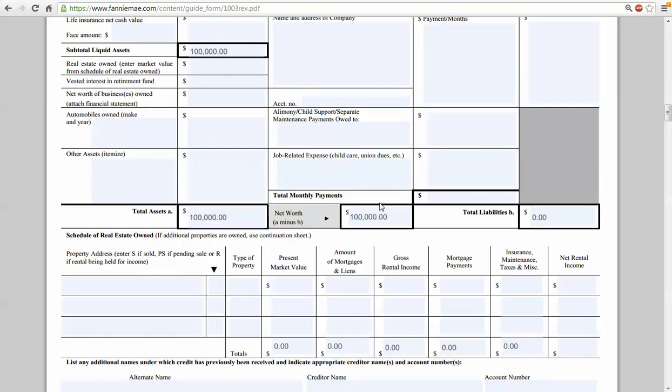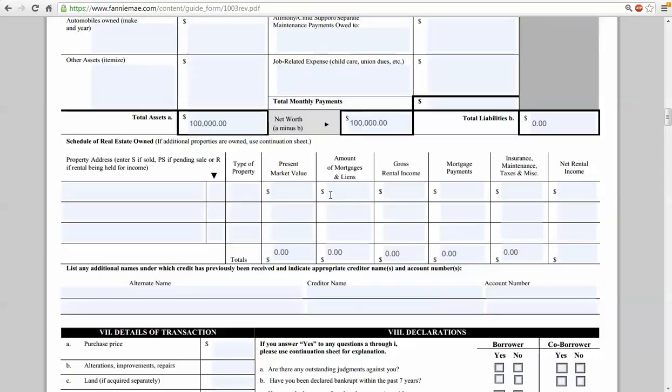Okay, so if you scroll down here, this section at the bottom is schedule of real estate owned. This is if you own multiple properties, and if you do, you'll need to detail those out here. So you'll detail the property address, whether it's a rental. If it's a rental, then you'll put R. If you've already sold it, you'll put S, or if it's a pending sale, you'll put PS.